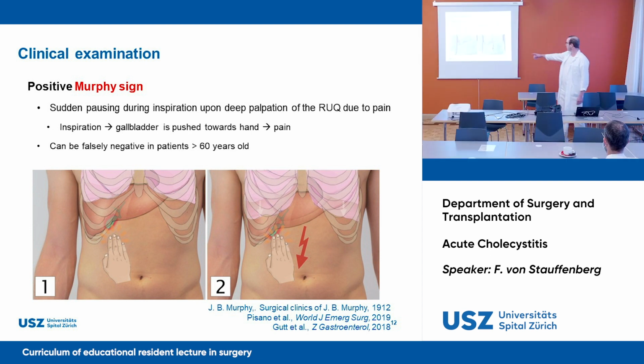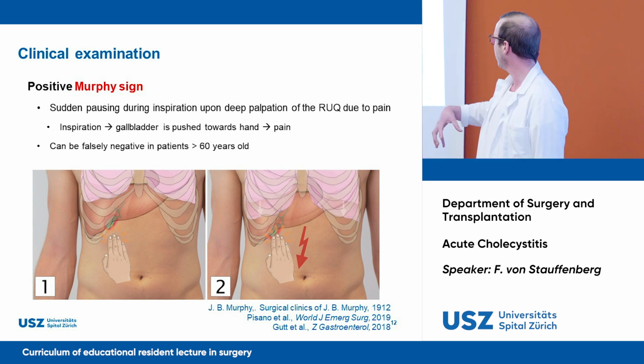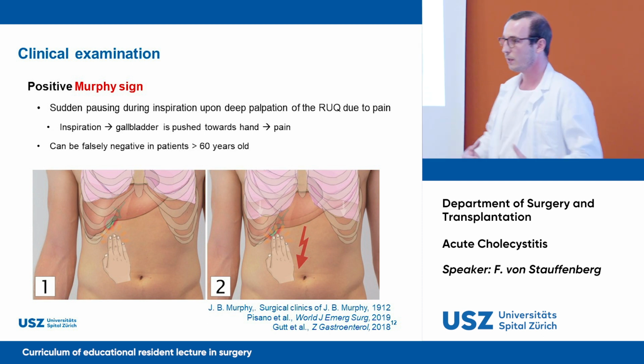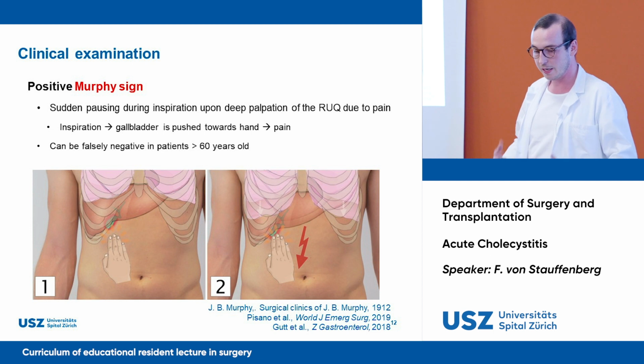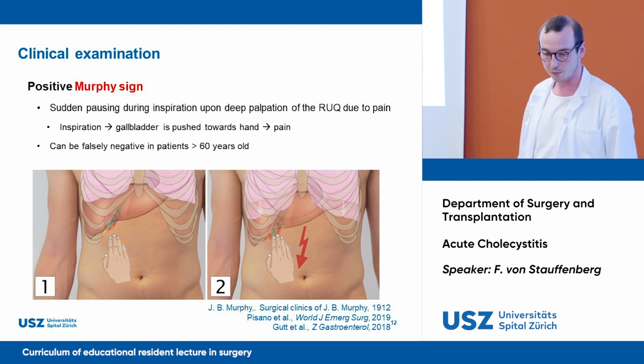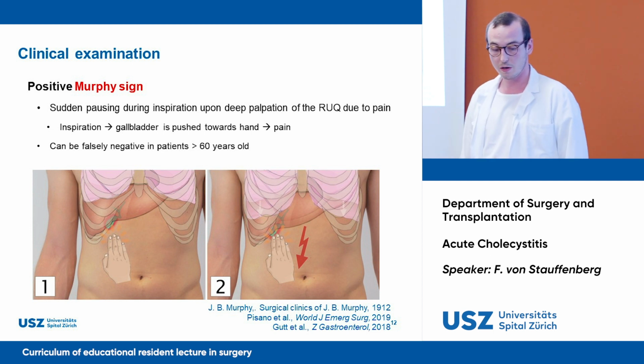As you can see on the picture, during inspiration, the gallbladder is pushed towards the examiner's hand, which is inducing pain. This is why the patient stops inhaling and stops the inspiration process. It is important to know that it can be falsely negative in patients over 60 years of age.